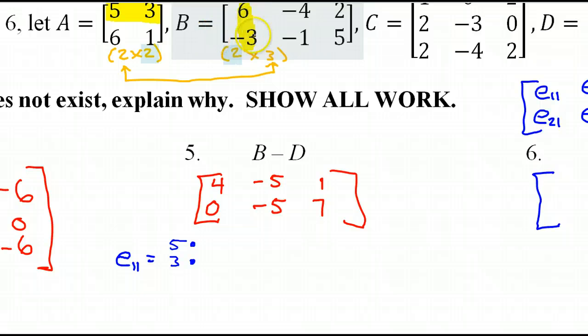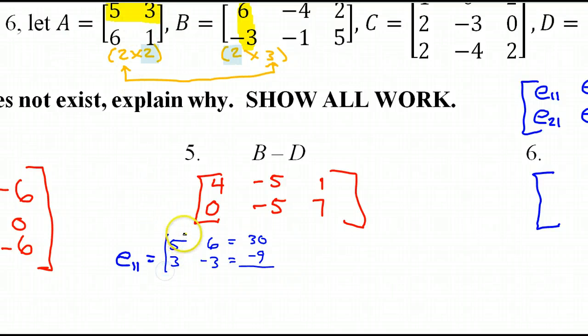Okay, and then column 1 is 6 and negative 3. Now I'm going to multiply that out. So that's going to give me 30 and negative 9. So if I add those up, okay, you know what? Why am I changing my methodology?